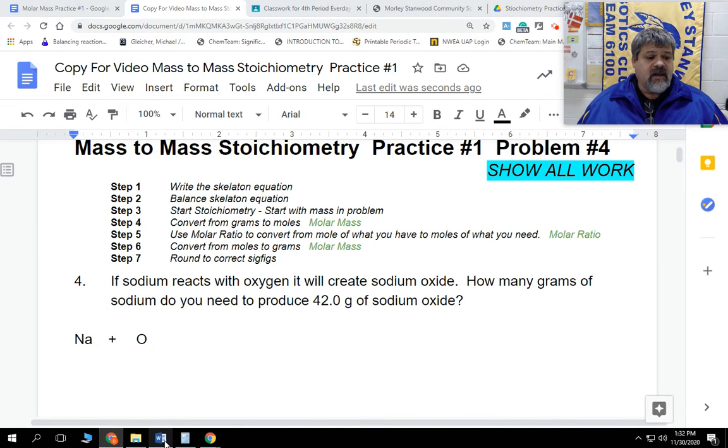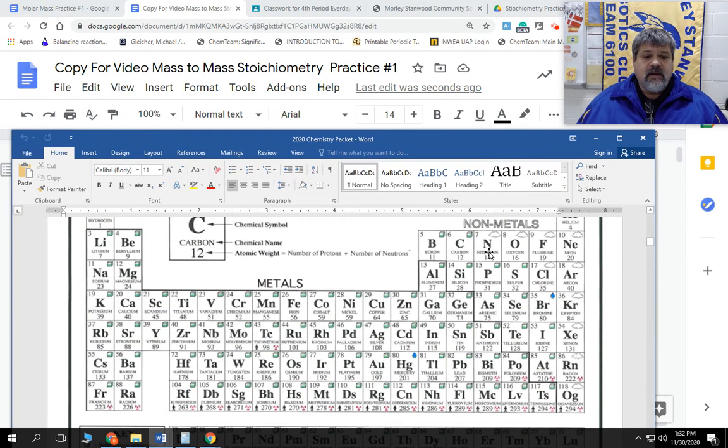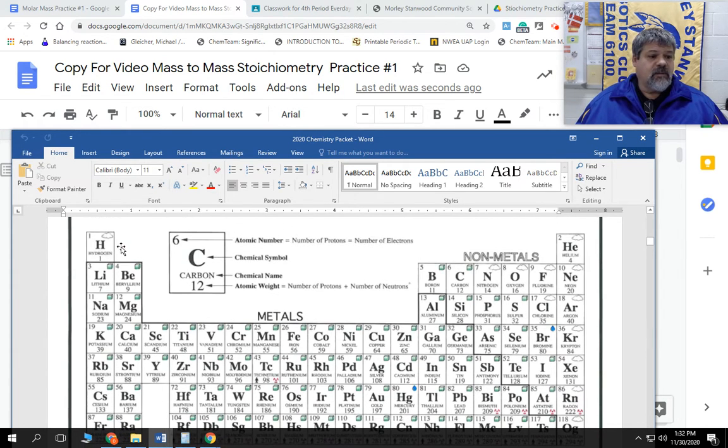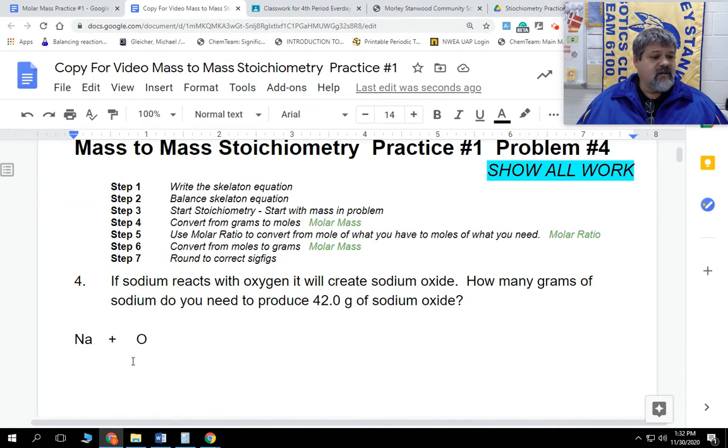So if we go to the periodic table, here are the 7: nitrogen, oxygen, fluorine, chlorine, bromine, iodine, and then hydrogen, which is right up here. So those are our 7. If we look at sodium, sodium's right here. Sodium is not one of them, but oxygen is. So let's go back to this. Sodium's not, so oxygen is diatomic. That means we have to give it a subscript of 2.